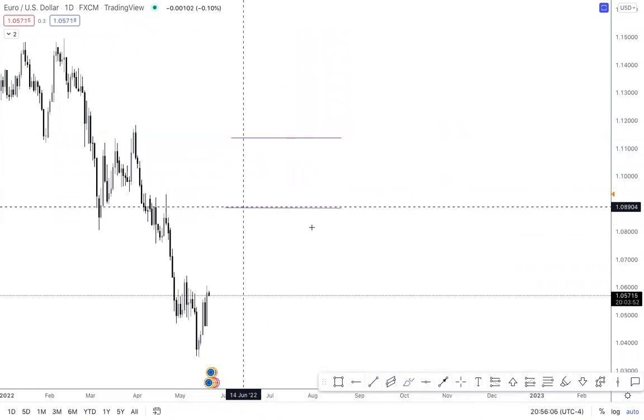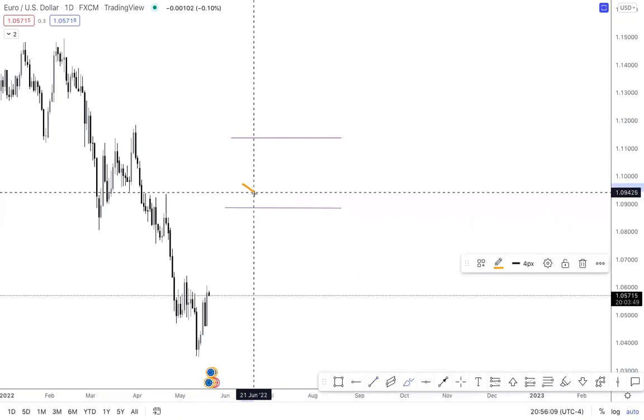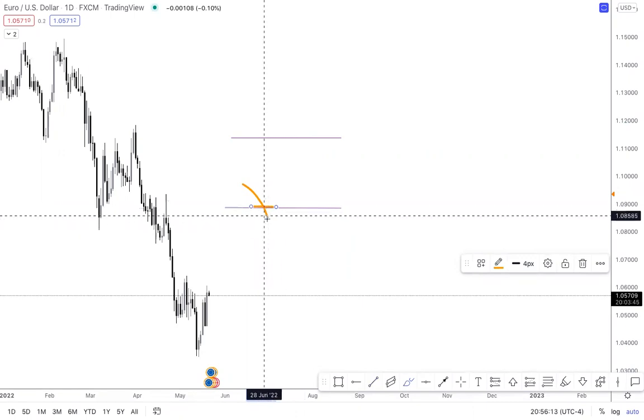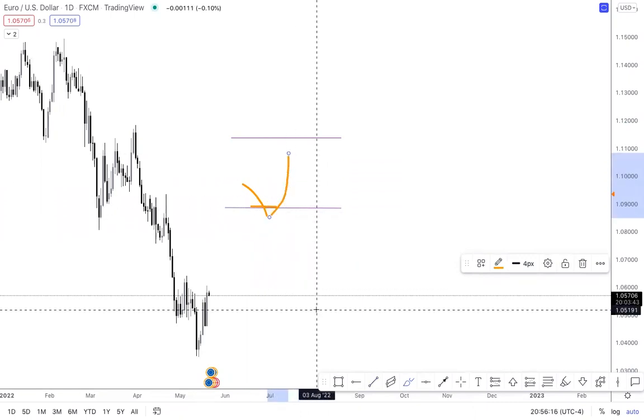The same goes for the opposite, where this is support. Sellers come into the market, sell stop orders get triggered, and what happens? The market moves against them.